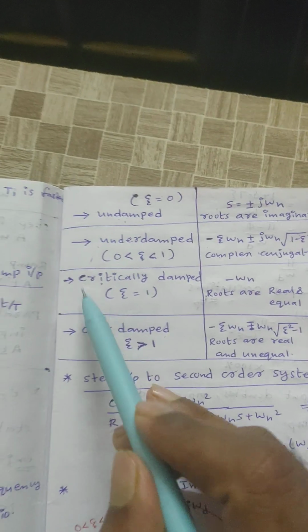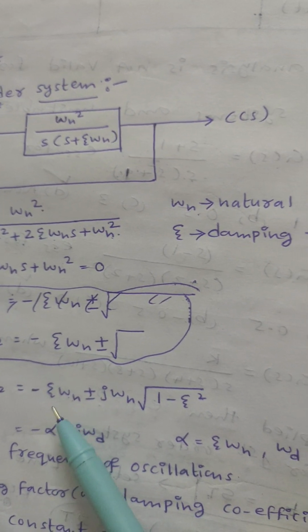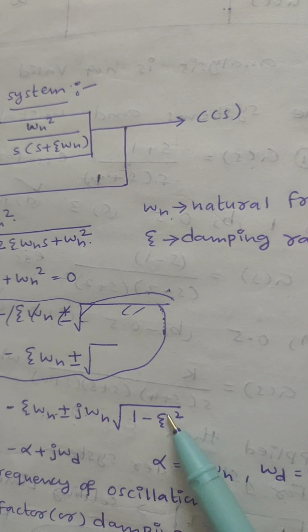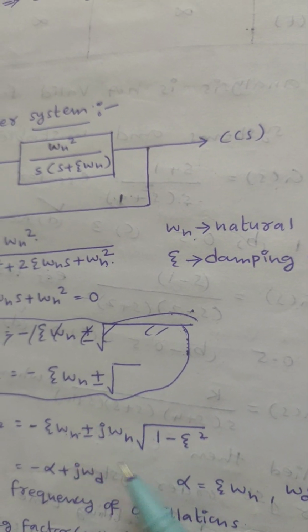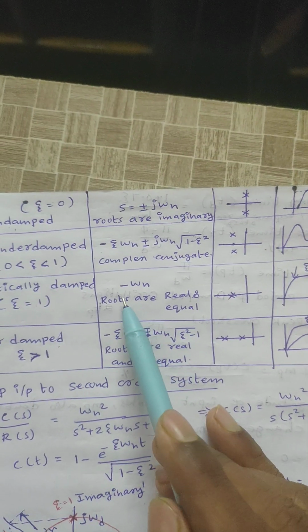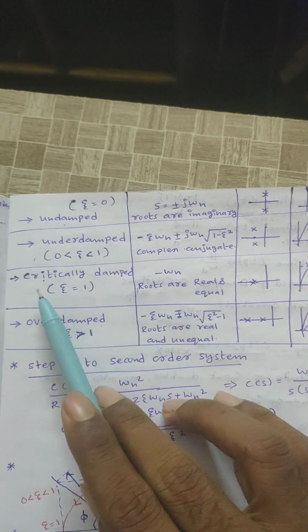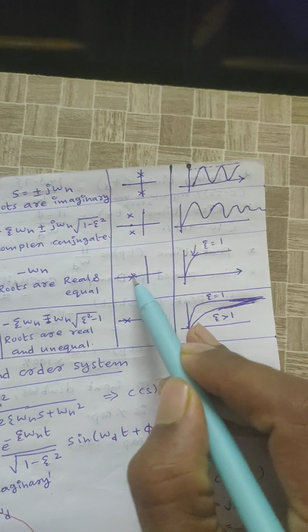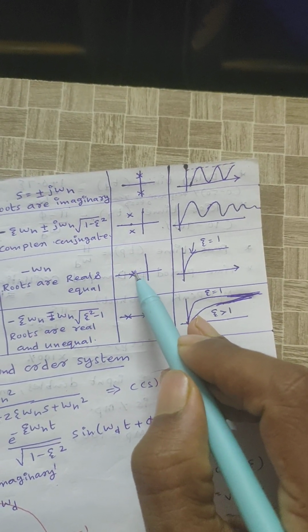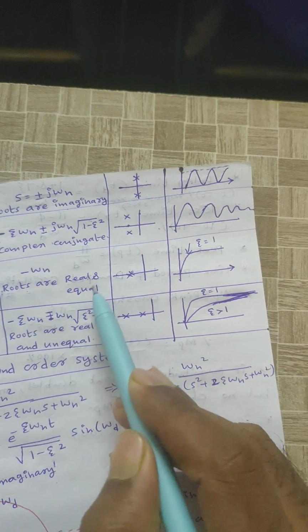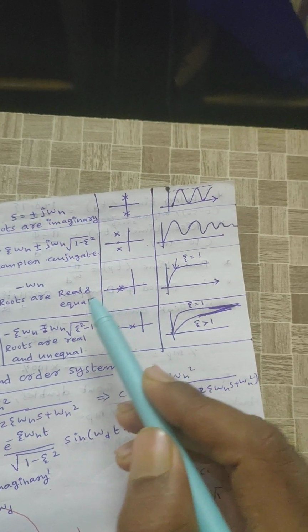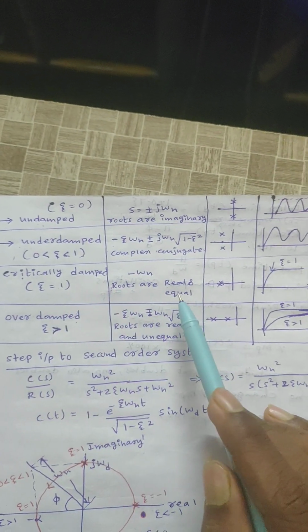Next, the critically damped system, that is zeta equal to 1. Substitute zeta equal to 1. You will get minus omega n plus or minus j into omega n into under root 1 minus 1 square, which is nothing but 0. That means the imaginary part will be 0, and the two roots will both be minus omega n. That means the roots are real and equal: one root is minus omega n, and the other root is also minus omega n. So when zeta is equal to 1, the roots are real and equal.